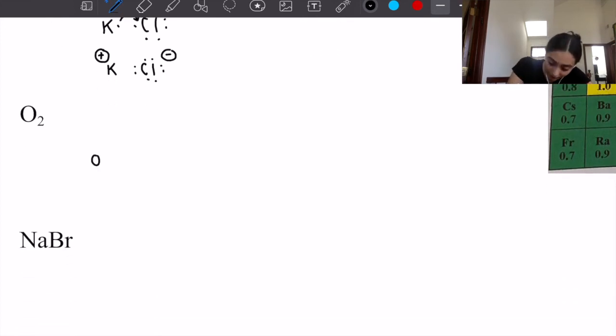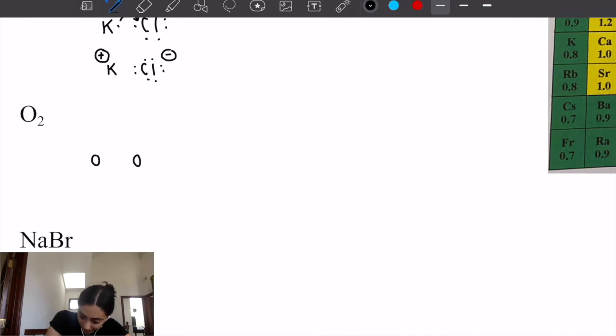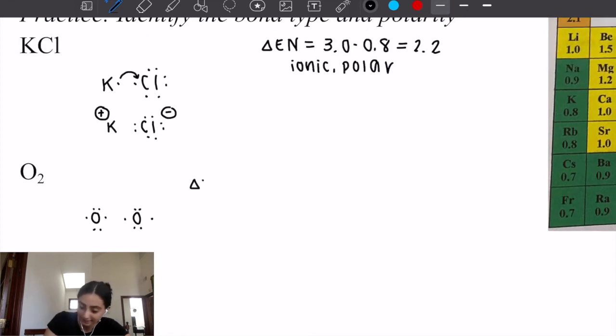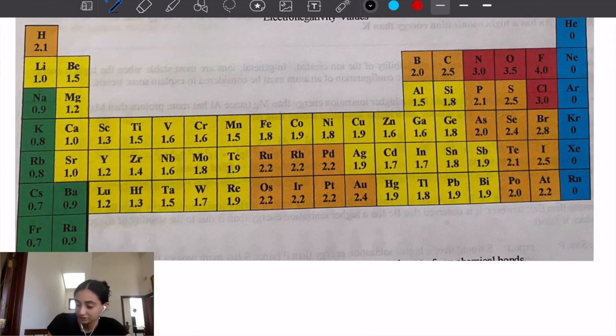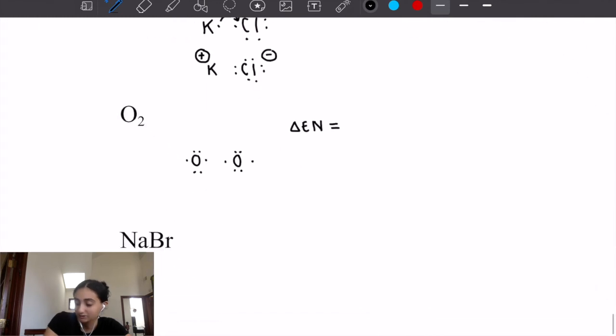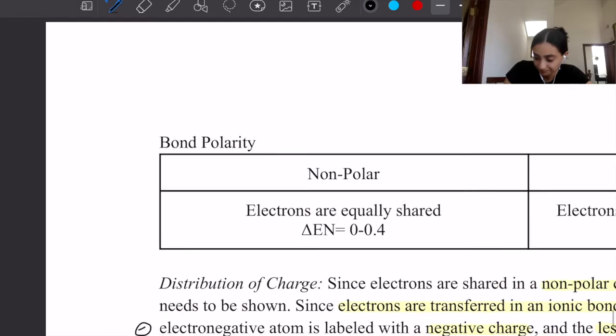Next, we are going to draw O2. So I have 2 oxygens and I'm going to draw their valence electrons. And now let's calculate the change in electronegativity. Oxygen is 3.5 and we have 2 oxygens. So 3.5 minus 3.5 equals 0.